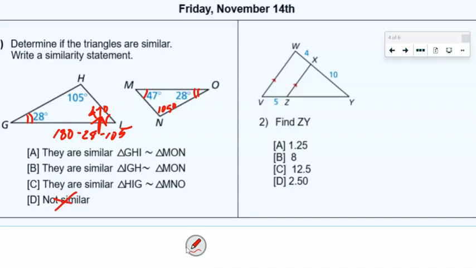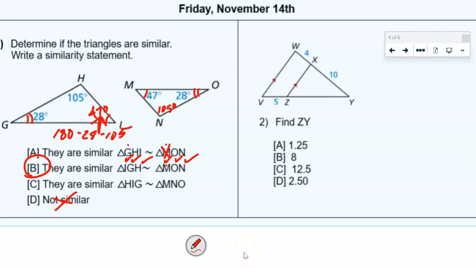All right, so G is 28, and O is 28. G to O. Nope, that's not it. Okay. Let's look at I to M. So I was 47 and M was 47. Okay, so the first one checks. G was 28 and O was 28. That one checks as well. And H was 105 and N was 105. There we go. So this is our answer. They are similar because remember, they got to go in the same order. Okay, that's really the key here.